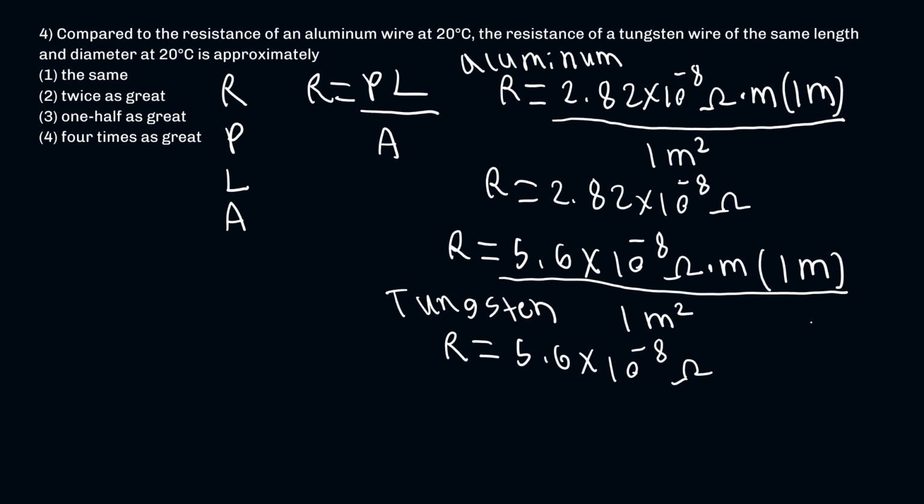So 5.6 times 10 to the negative 8th. And they have the same exact scientific notation, so you can really just divide the two numbers here as well if you want to go a little bit quicker. Divided by 2.82 times 10 to the negative 8th. And you end up with 1.99, so approximately 2 times more for the tungsten wire compared to the aluminum wire. So this is going to be twice as great for my resistance. So let's move in to our next example.